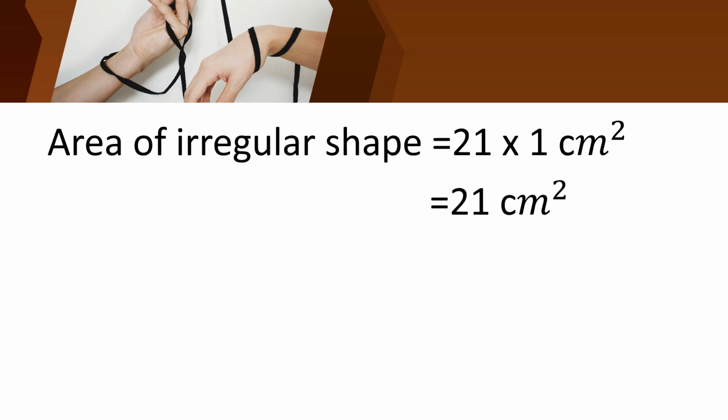Have you all understood? Can you do it in your home? Take a leaf from a tree and just trace the outline in a graph sheet and find the area of that irregular shape. Children, have you all understood?